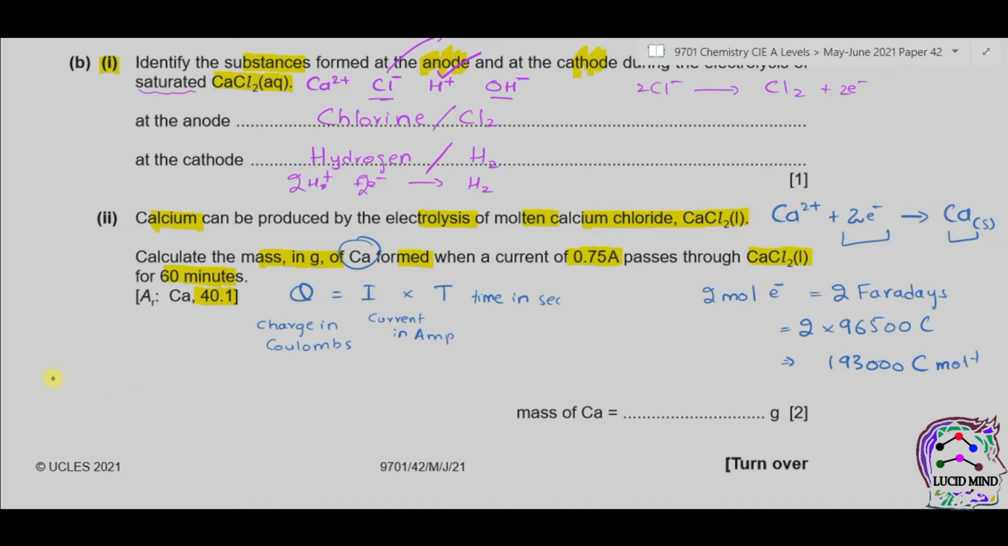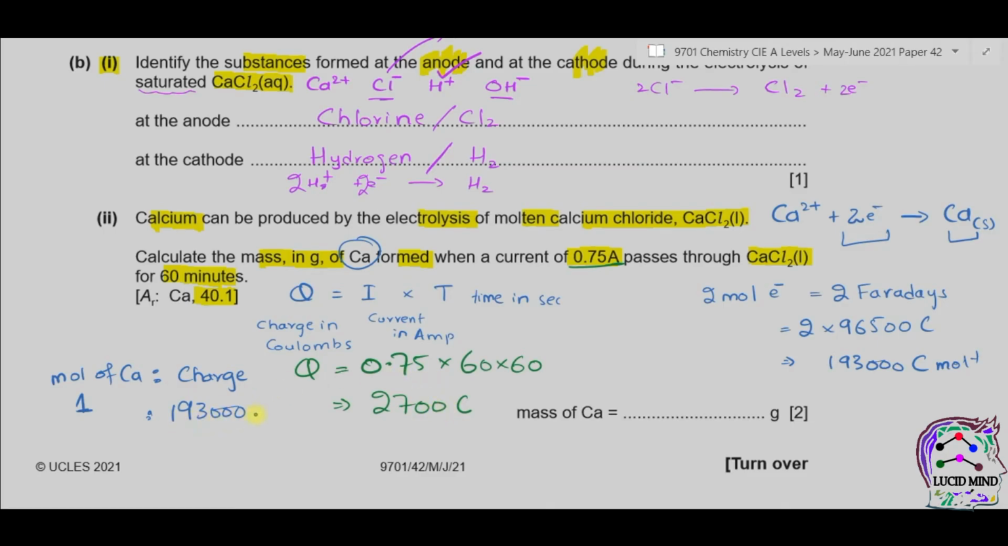So we can write moles of calcium against the charge. So 1 mole of calcium is formed from 193,000 charge. Let's look into the values given in the question. They have given 0.75 amperes, so we can use this current 0.75. Time is 60 minutes, so we can convert it into seconds by multiplying with 60. So Q comes equal to 2700 coulombs.